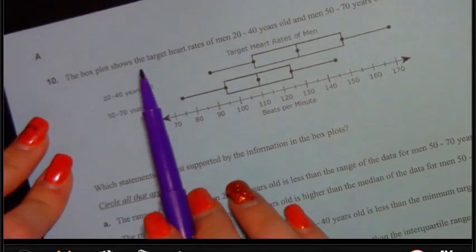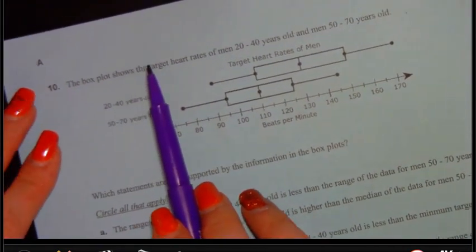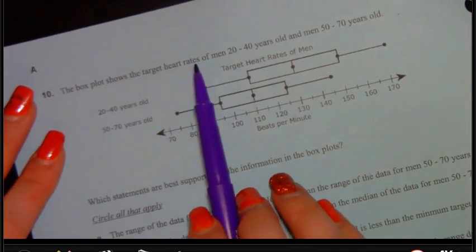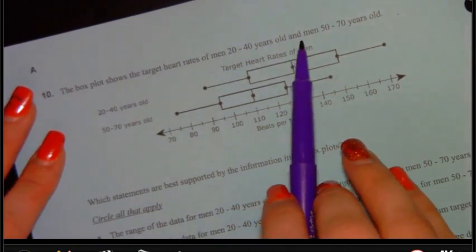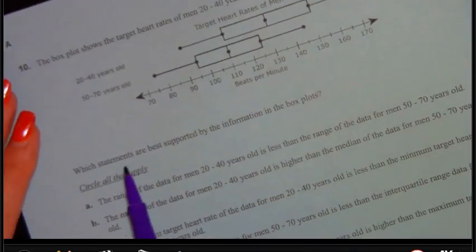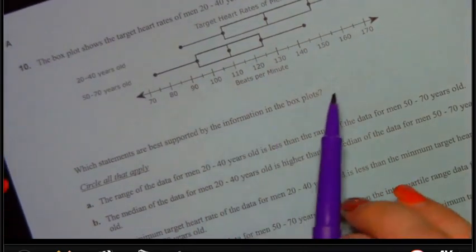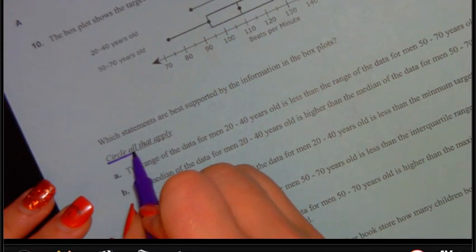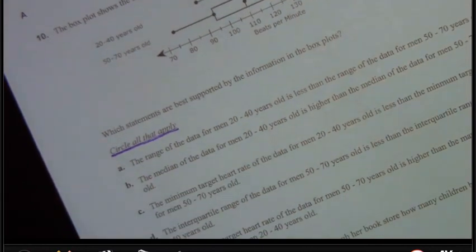All right, number 10, I have another dot plot here. The dot plot, or the box plot, sorry, shows the target range heart rates for men 20 to 40 years old and men 50 to 70 years old. Which statements are best supported by the information in the box plot? Circle all that apply, which means it could be one or it could be multiple.